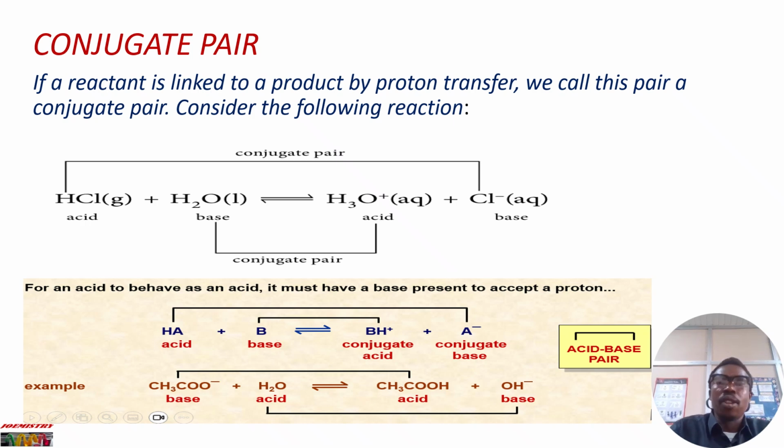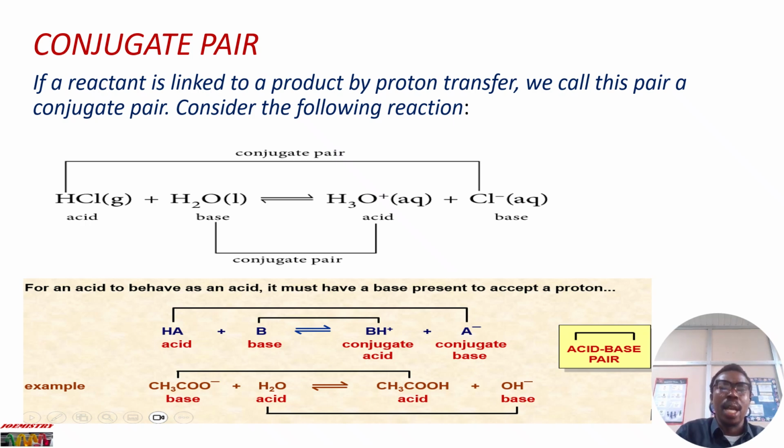Now I want to look at the conjugate pair. A conjugate pair is a pair that occurs by a proton transfer, when a reactant is linked to a product by the transfer of a proton, by the transfer of a hydrogen ion. If a reactant is linked to a product by a proton transfer, we call this pair a conjugate pair. We've discussed that an acid is a proton donor, while a base is a proton acceptor.